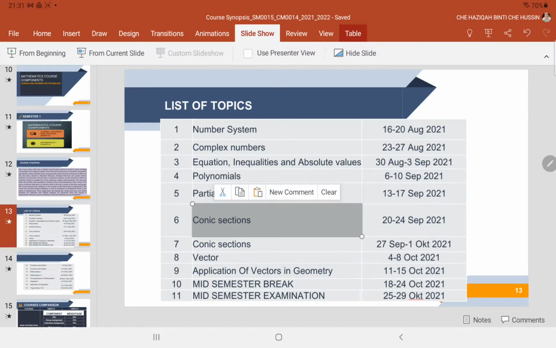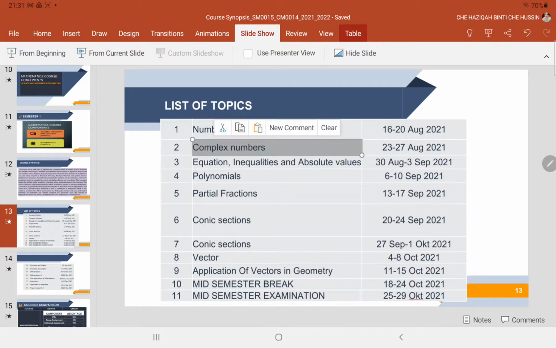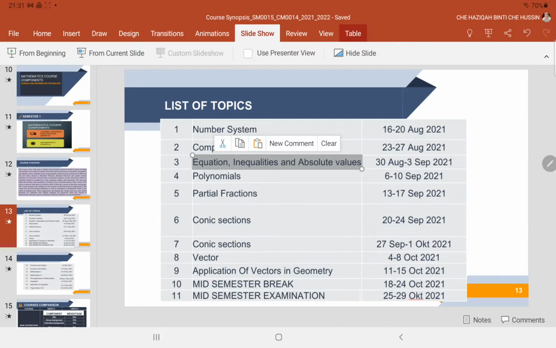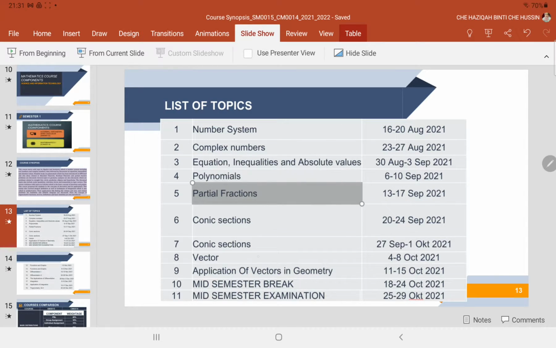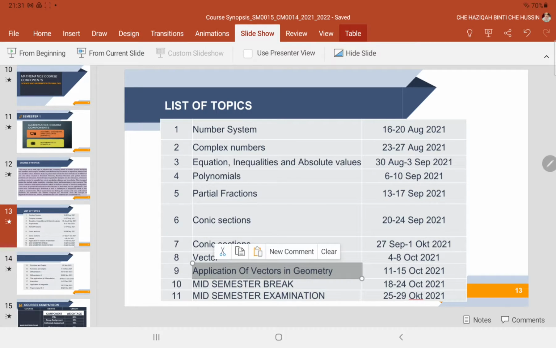As you can see here, week 11 will be the mid-semester examination around October. The mid-sem exam will cover only chapter 1 until chapter 8: number system, complex numbers, equations, inequalities, absolute values, polynomials, partial fractions, conic sections, vectors and application of vectors. So only 8 chapters are covered for the mid-semester examination.